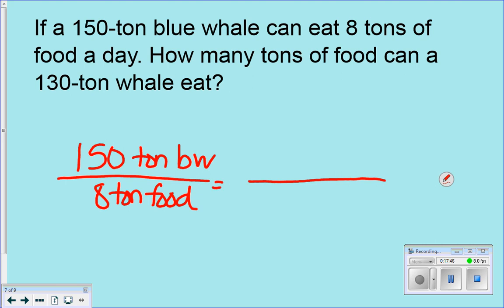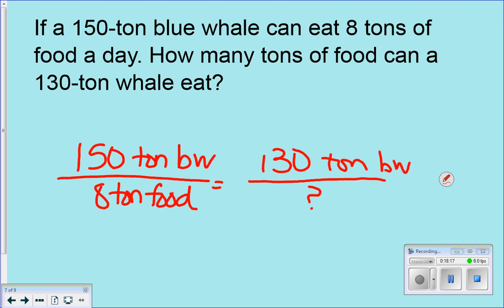And then, let's see, how many tons of food can a 130-ton blue whale eat? So I know I'm not going to have this. And I honestly don't know. I don't think this is probably going to come out great. Yeah, it's going to come out terrible. Round to the nearest whole number.